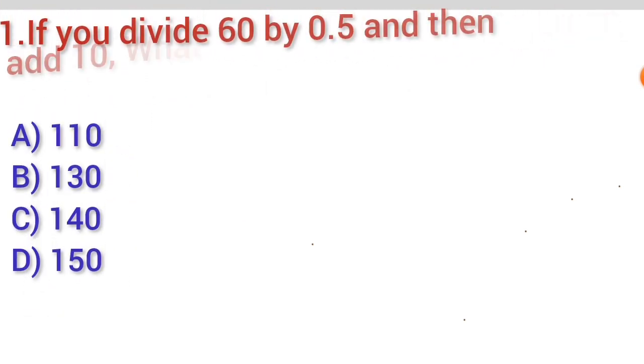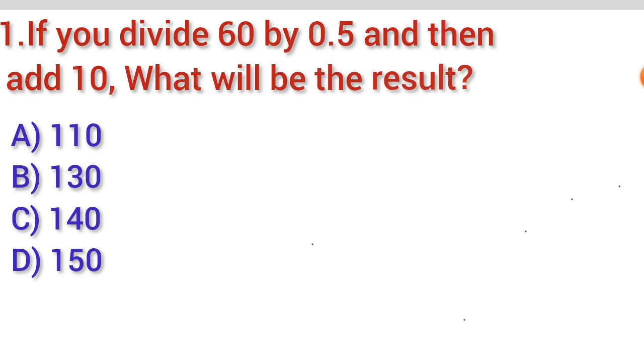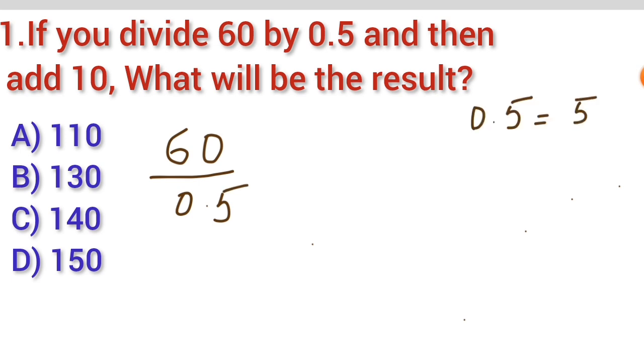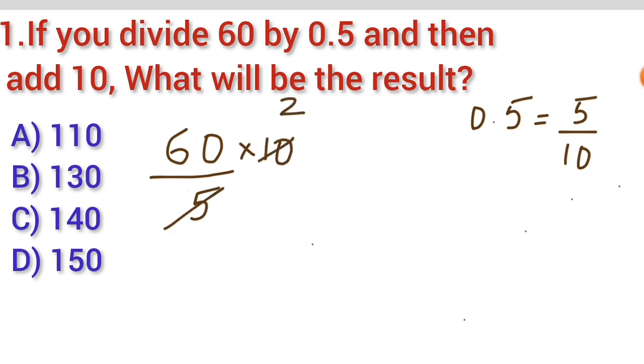So if you divide 60 by 0.5, that means they are saying 60 divided by 0.5. We can write 0.5 as 5 over 10, isn't it? So instead of 0.5, we can write 5 over 10. This we can write as times 10, isn't it? So if you cancel these two, then you will get 60 times 2 is 120.